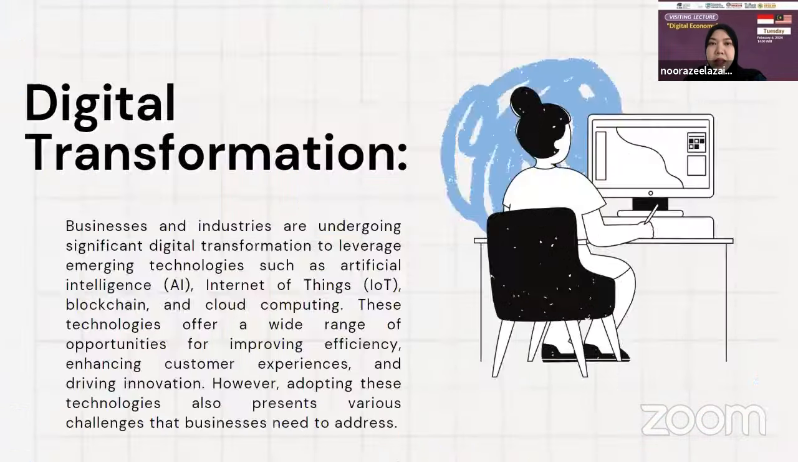So, digital transformation. Businesses and industries are undergoing significant digital transformation to leverage emerging technologies such as AI or artificial intelligence. We also have the IoT, Internet of Things, blockchain, and cloud computing. These technologies offer a wide range of opportunities for improving efficiency, enhancing the customer experience, and driving innovation. However, adopting these technologies also presents various challenges that businesses need to address.